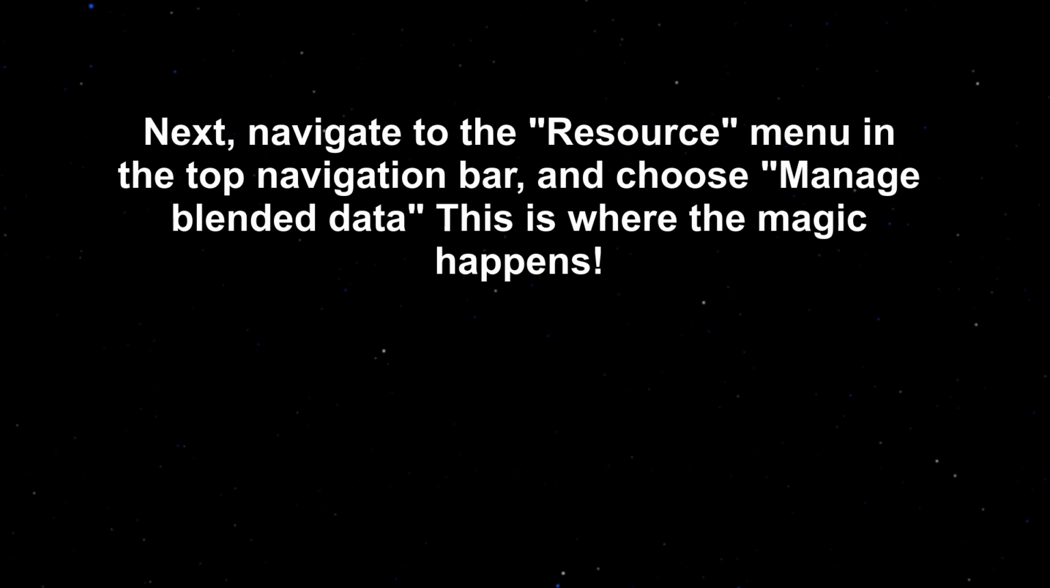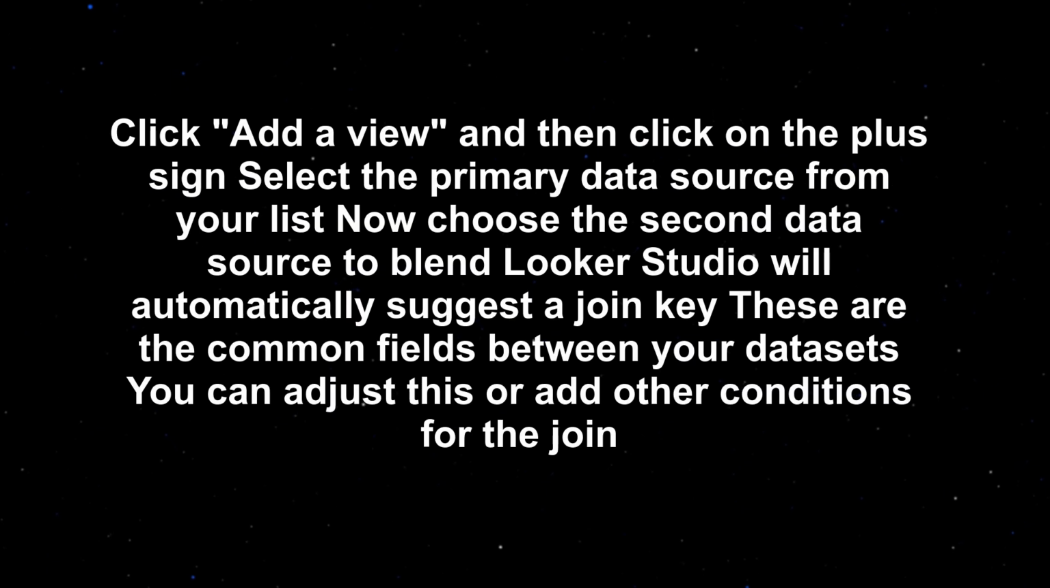This is where the magic happens. Click Add a View and then click on the plus sign. Select the primary data source from your list. Now choose the second data source to blend.